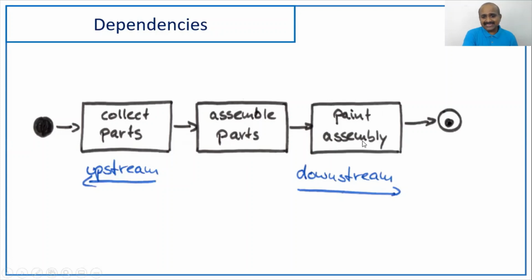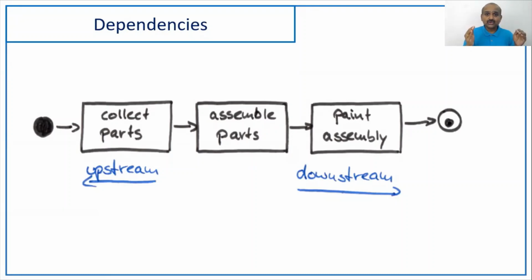And then paint assembly: whatever parts you assemble, if at all you have to paint it, first you have to assemble it. So if you are working on a story called assembling parts, you'll ask, is collecting parts completed? Right. So that's my upstream dependency. Unless my upstream is done, I can't work on my story. Similarly, unless I do assembly parts, my downstream story called paint assembly cannot be done.